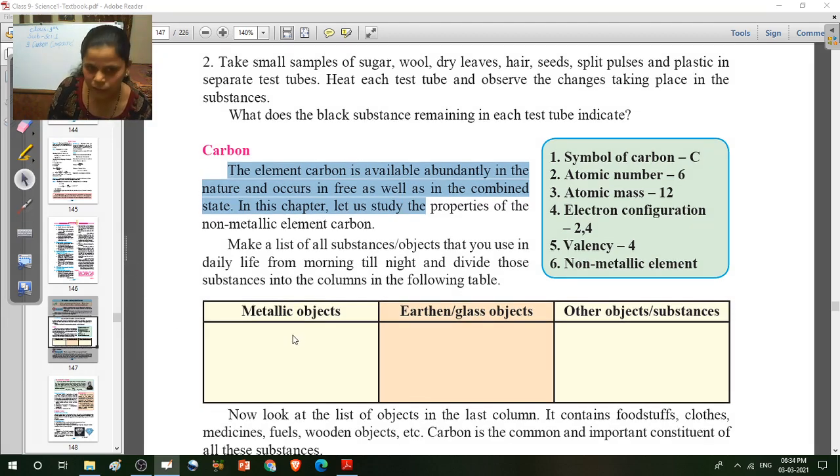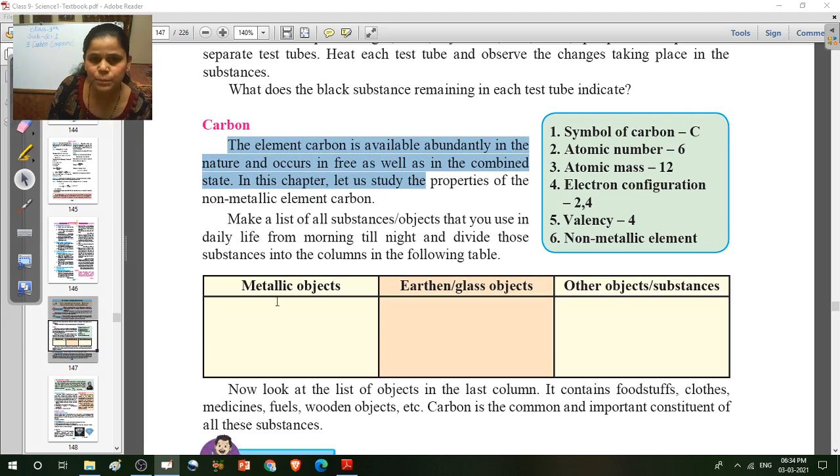Here one table is given. The first column is metallic objects. The materials, substances or objects that you use in your daily life and that are metallic objects, list them here. Then the earthen objects or glass objects, you can write the names of those objects in this column. And the third, other objects or substances, you have to write in this column. Clear?